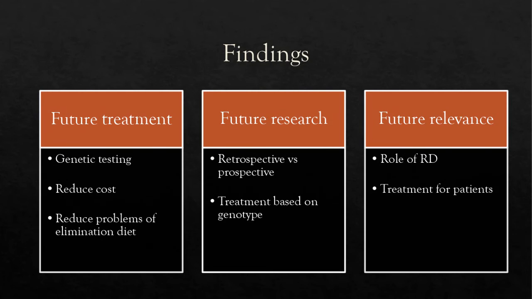it would help them reduce the restrictiveness seen with the elimination diet, and they wouldn't have to get as many scopes done. Of course, more research needs to be done before any of this could happen. Future research could focus on treating a patient based on their genotype and then maybe follow them throughout their treatment for a more prospective study design rather than retrospective. This could help future RDs in guiding the patient to eliminate the correct foods from their diet and help the patients find foods that they can enjoy in a faster and easier manner.